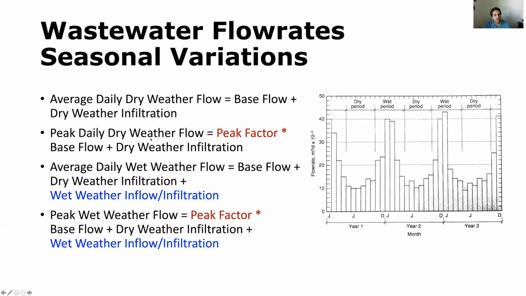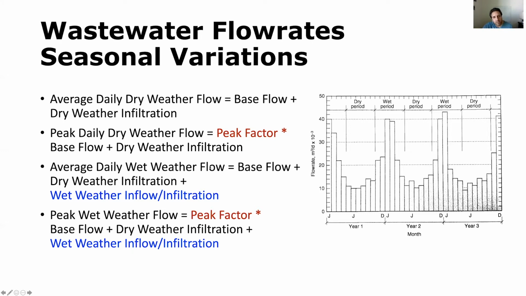The peak daily dry weather flow would be calculated as the base flow multiplied by a peak factor plus the dry weather infiltration. So it's important to note that the peaking factor is applied only to the base flow, but not to the infiltration flow. Because again, that peaking factor is really meant to account for the variations that happen at the household or at the residential or industrial or public facility.